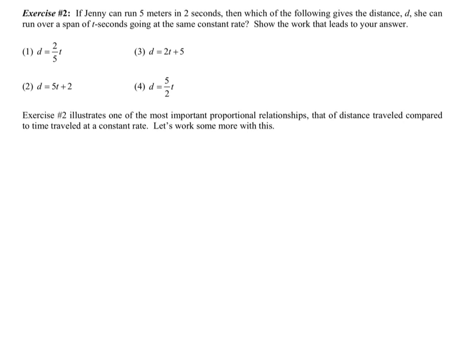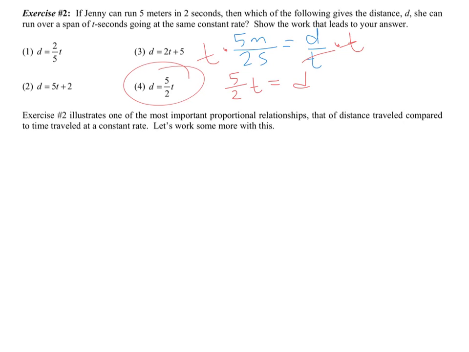Exercise 2. If Jenny can run 5 meters in 2 seconds, then which of the following gives the distance, d, she can run over a span of t seconds going at the same constant rate? So we know that she can go 5 meters every 2 seconds, and this is our distance over time. But we want to know what D equals. So I need to multiply by T on each side so that I just have D left. And 5 halves T equals D. So the one that represents that is number 4.